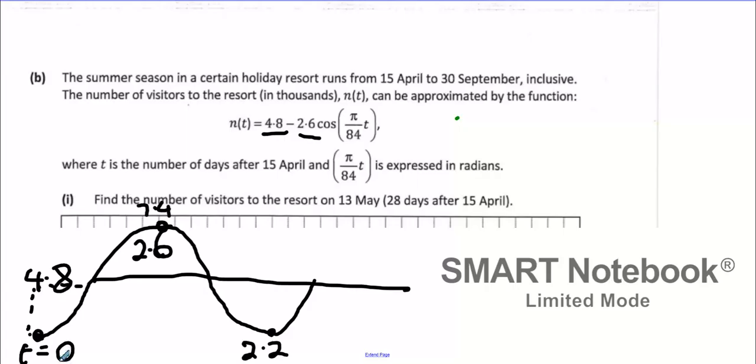We have a rough idea, don't we, of what we're expecting? So by using the table function, I already have a lot of info about what we're dealing with. Now let's do the first thing. Find the number of visitors on the 13th of May. And the 13th of May is 28 days. So that's T28. Everybody cool with that?